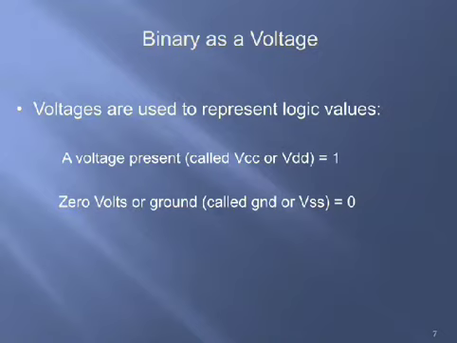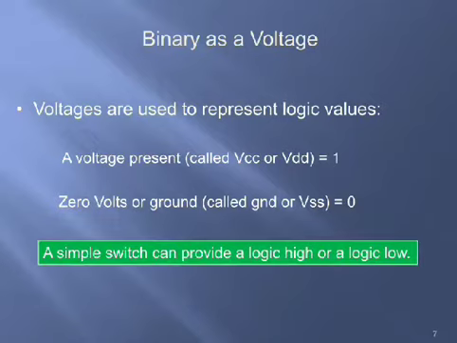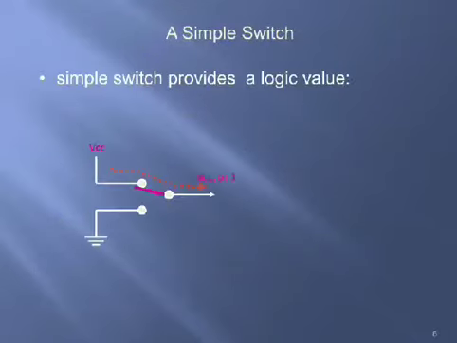So if a voltage is present, or VCC or VDD, you can call that voltage level logic 1, and if 0 volts is there, or ground or even VSS, you can call that voltage level logic 0. These voltage levels can be converted into logic levels with the help of a simple switch. A simple switch can provide a logic high or a logic low voltage level. We will see how a simple switch can be converted into logic level.